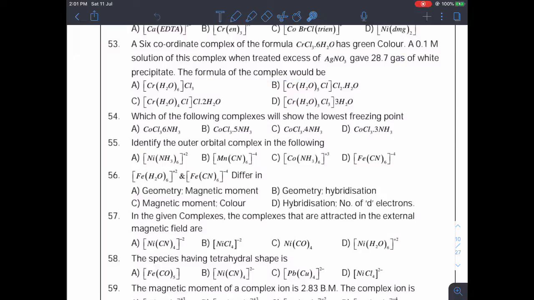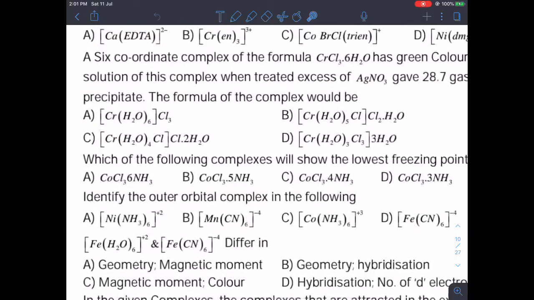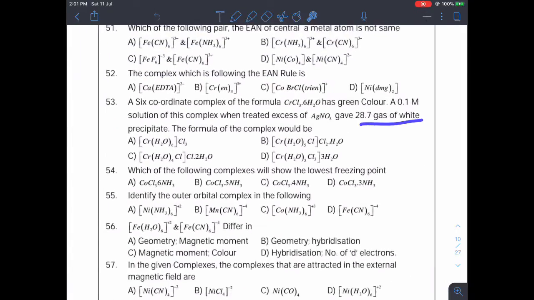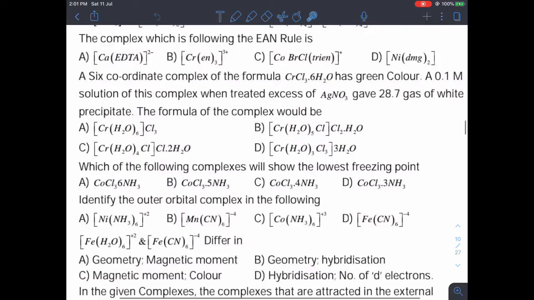We do not know how the total 6 ligands are distributed. All may be water inside, with all 3 chlorine outside. It may even be that we have 1 chlorine inside and 2 chlorine outside. But because they are giving a precipitate, it is very clear that at least 1 chlorine should be outside, only then we will get a white precipitate, because AgCl is a white precipitate. Now we have to check which might be correct.